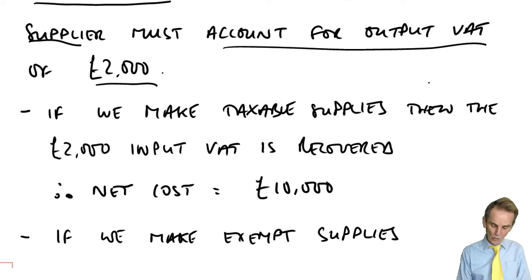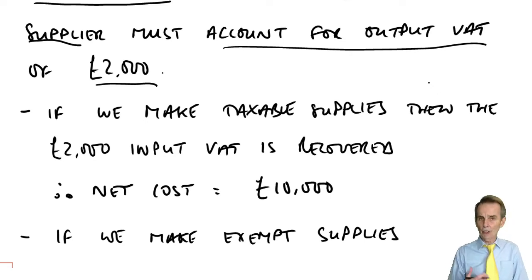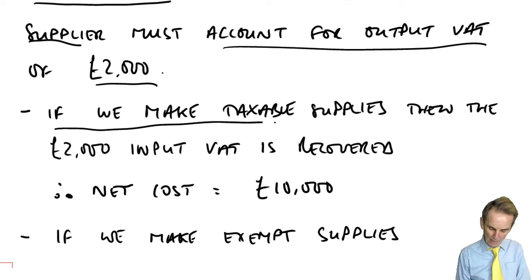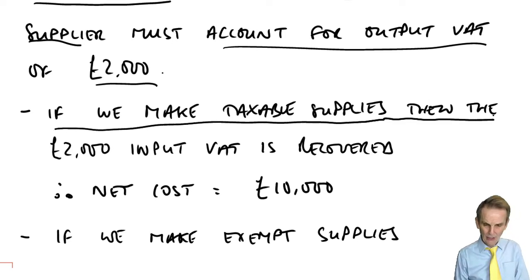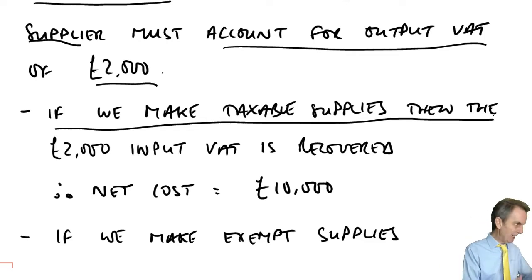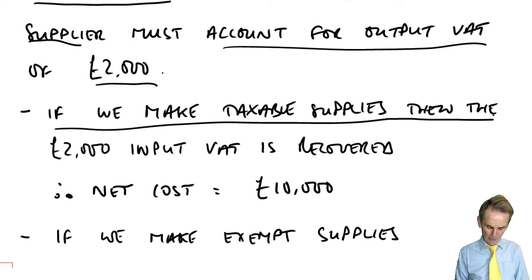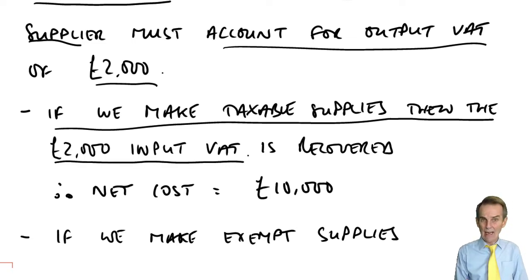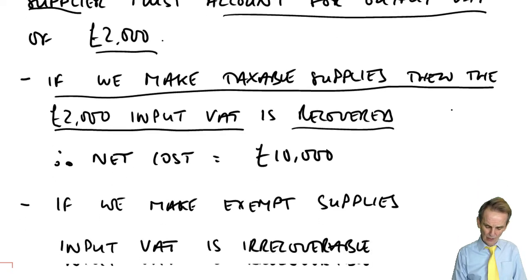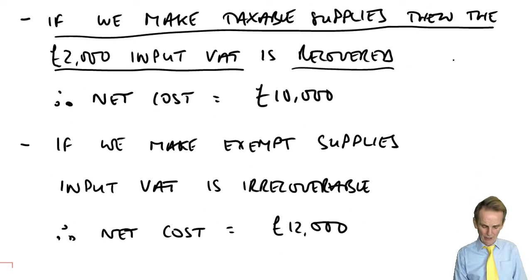Now then, we bought those goods in. It cost us £12,000. But if we make taxable supplies, so we take those goods in, we use those goods then in the making of a taxable supply, then the £2,000 input VAT that we have effectively suffered, we paid our supplier £12,000 instead of £10,000, then that £2,000 input VAT is recoverable, and it will be recovered there.